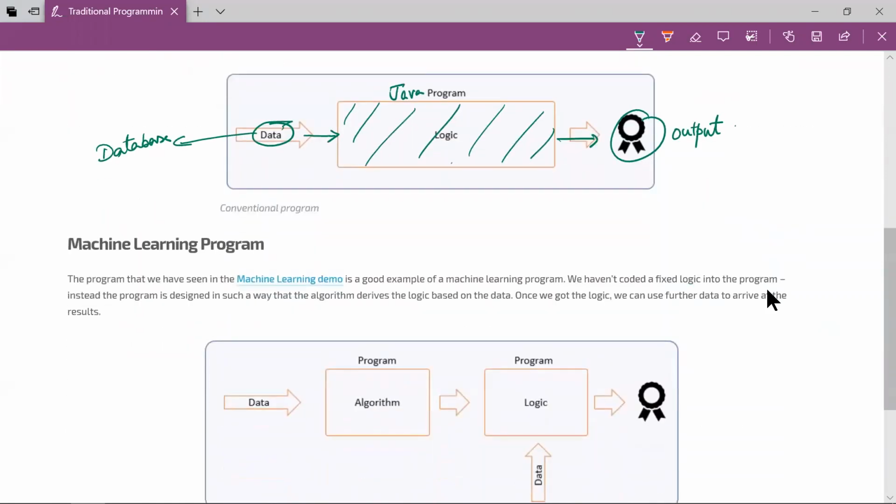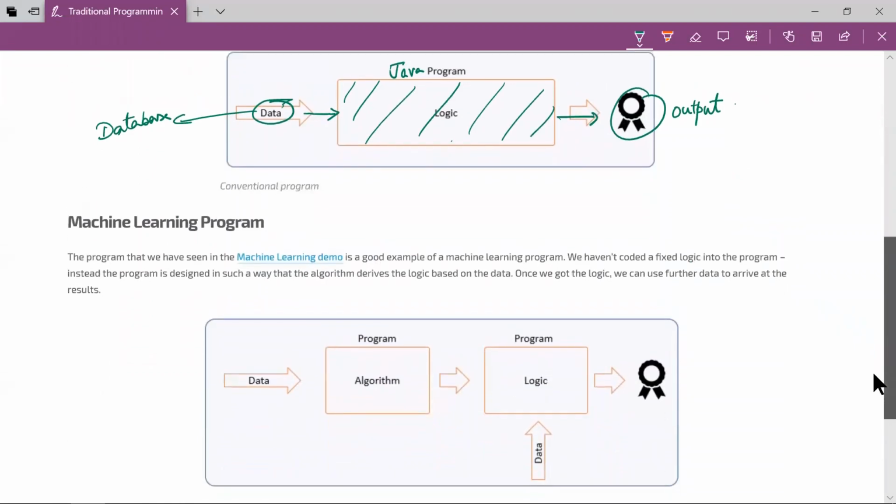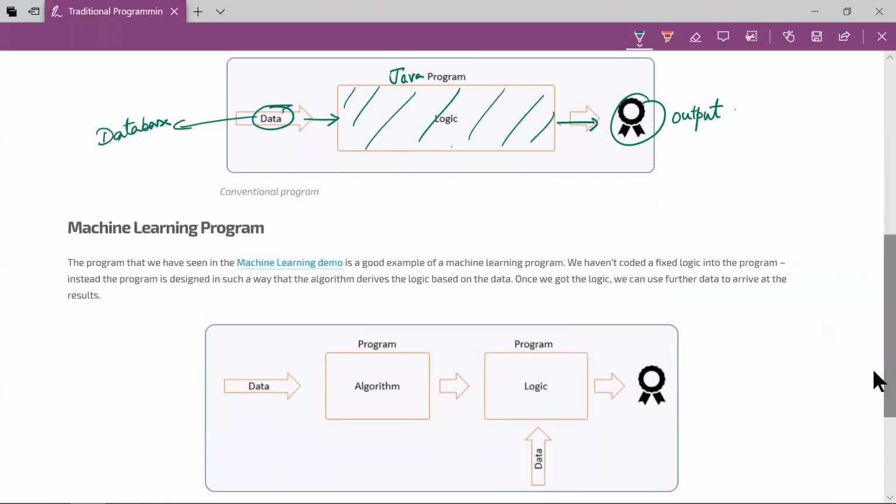Machine learning, on the other hand, let me put both these slides together. The programming paradigm, or the way programming happens, is entirely different. The program or the algorithm takes in the data, and then outputs a logic. And this logic is determined by the algorithm. You don't have to write the logic. That's the beauty of a machine learning program.